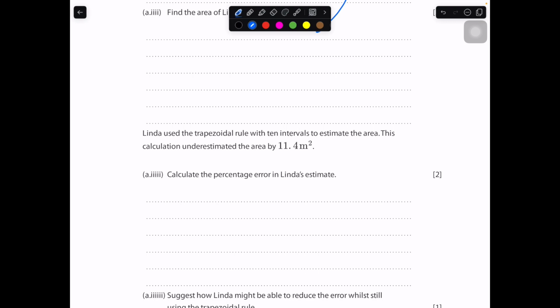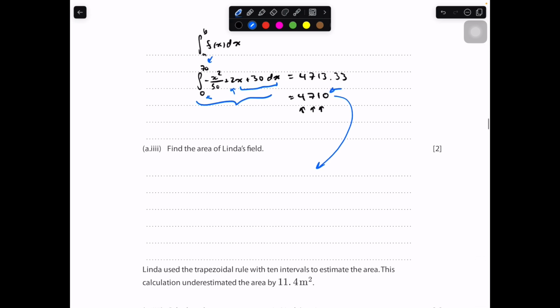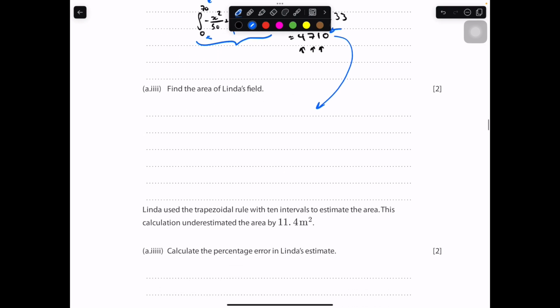Okay, this is an interesting question. So she used the trapezoid rule with 10 intervals to estimate the area. This calculation underestimated the area by 11.4 meters. Calculate the percentage error in Linda's estimate. So it doesn't seem all that bad, but what kind of accuracy are they asking for? Do we use 3 sig figs, or shall we use as much accuracy as possible and just use this 11.4?